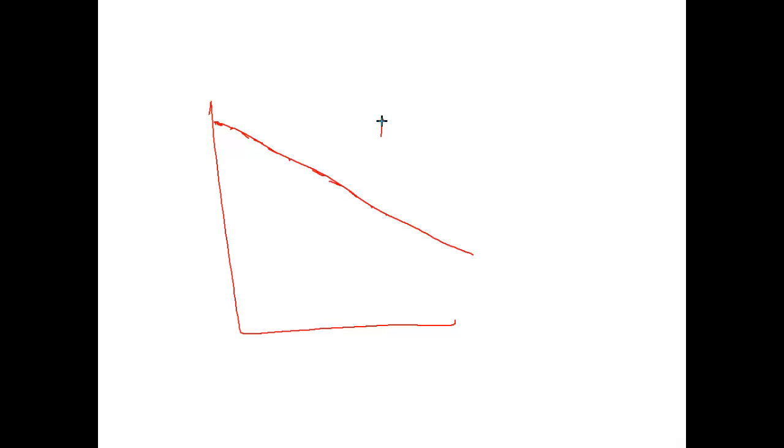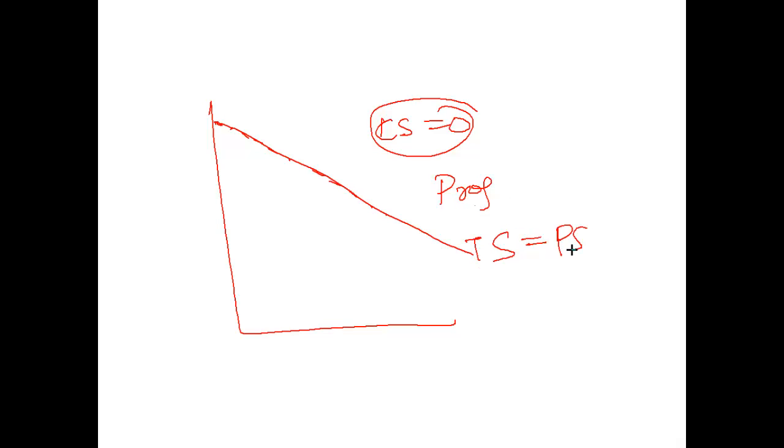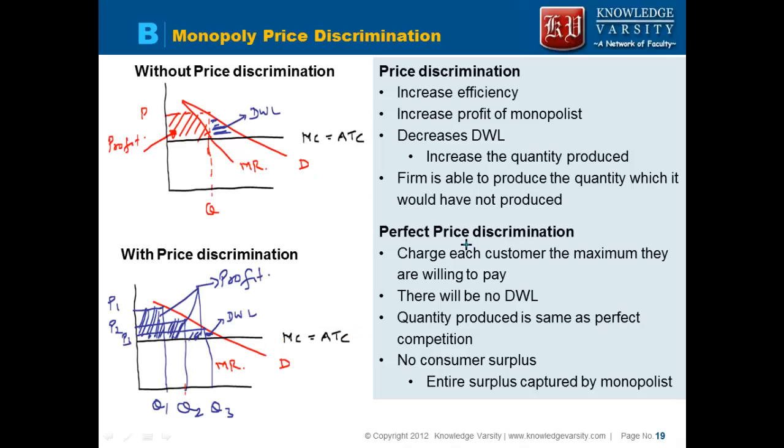As a result, the consumer surplus will be zero. The entire surplus is captured by the producer. The total surplus will be equal to the producer surplus. The monopoly will capture the entire producer surplus. So there will be no deadweight loss. Quantity produced is the same as in perfect competition. There is no consumer surplus. The entire surplus is captured by the monopolist.